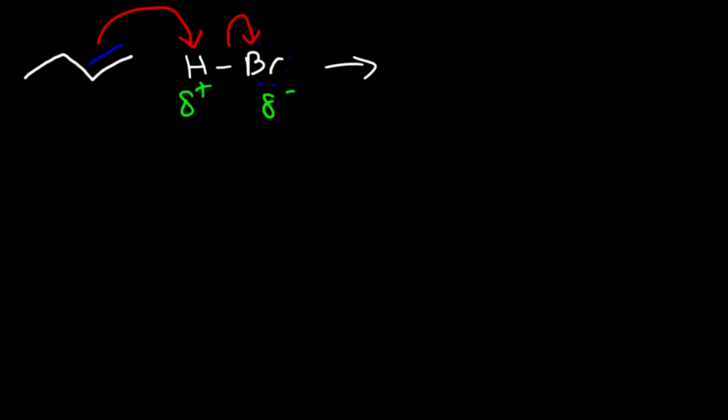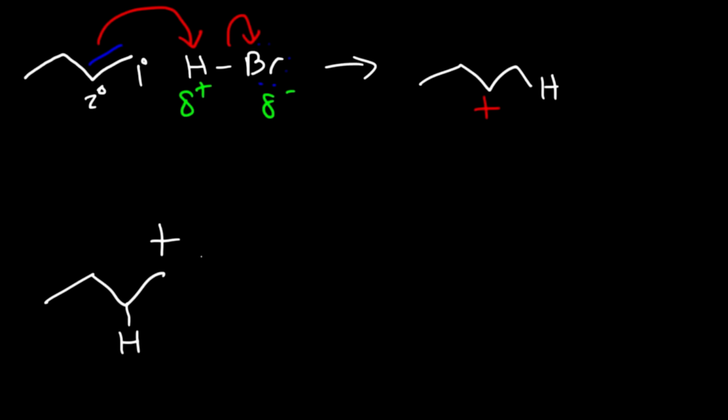Should we add the hydrogen to, let's say, the primary carbon or the secondary carbon? The hydrogen is going to go on a primary carbon. If we put it there, we're going to get a more stable secondary carbocation. If we put the hydrogen on a secondary carbon, we're going to get a less stable primary carbocation, which we don't want.